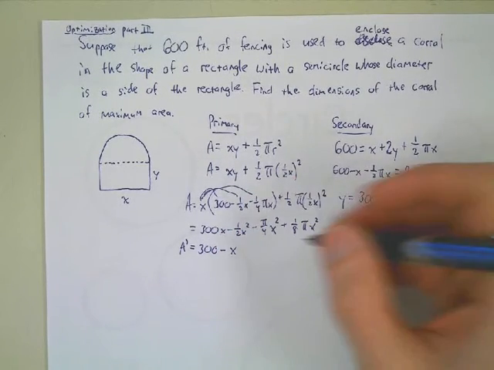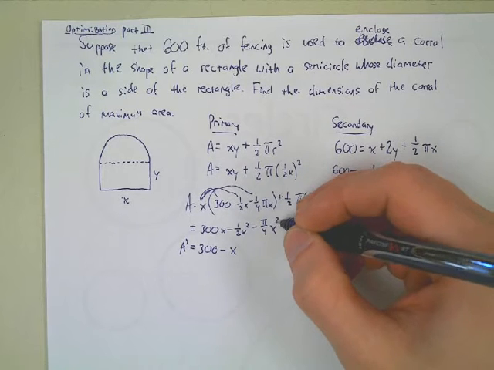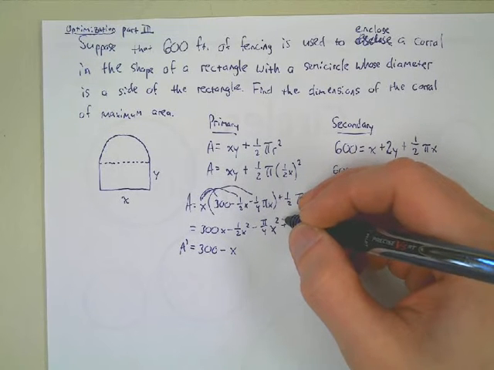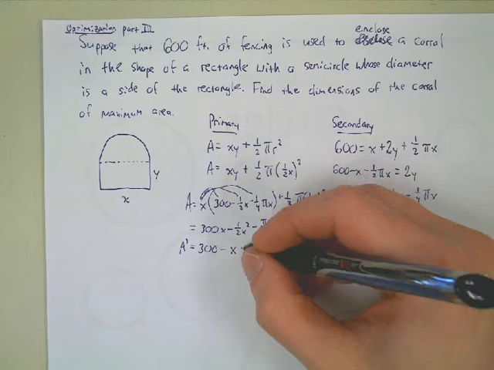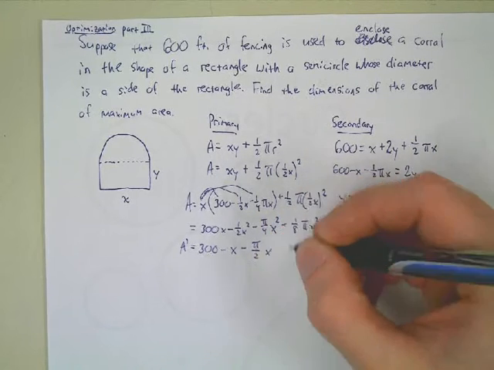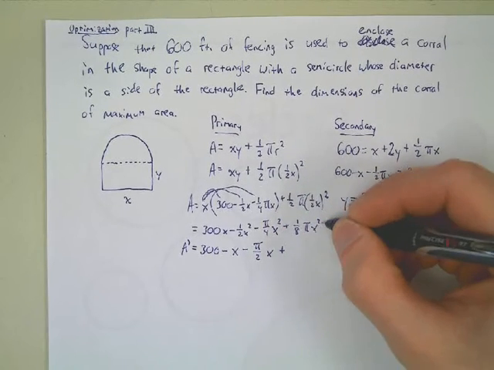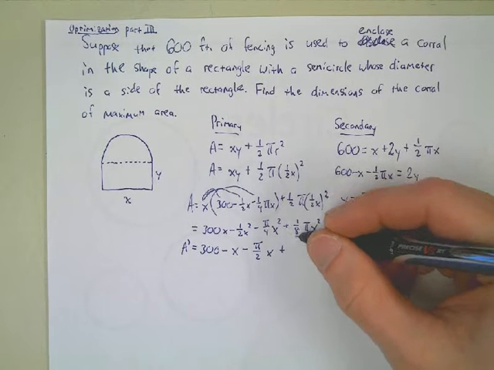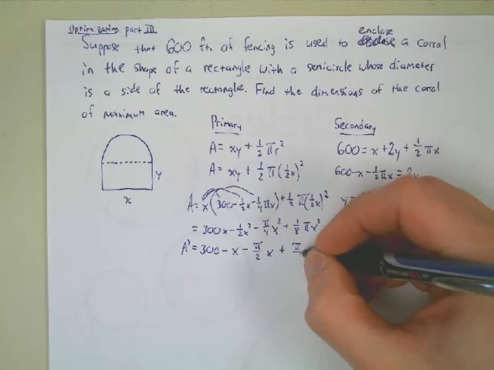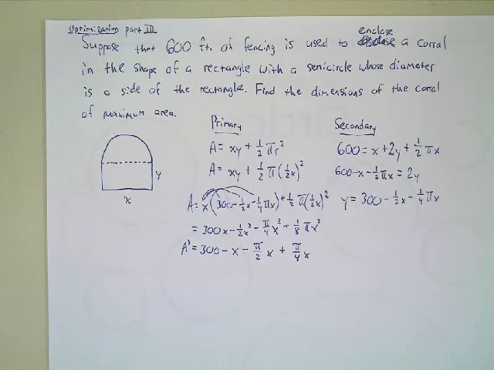Pi over 4 times 2 is pi over 2. Yeah, 2 pi over 4, which implies pi over 2, x. And then 1/8 pi x squared, well, the 2 multiplies out front, so it's 2 over 8, 1/4. And I'm going to make that pi over 4 x then. Okay, so there's that. All right, great. We've taken the derivative. Now what? Set it equal to 0.